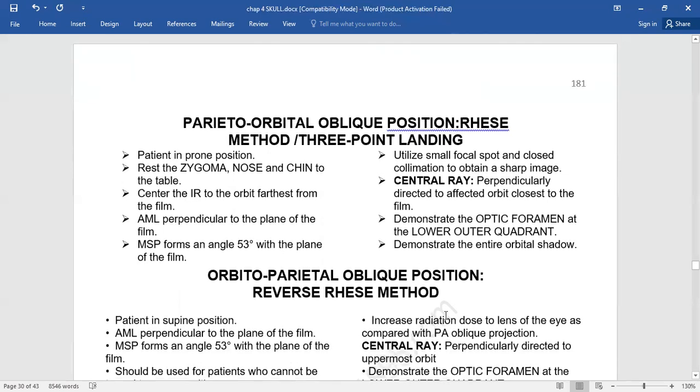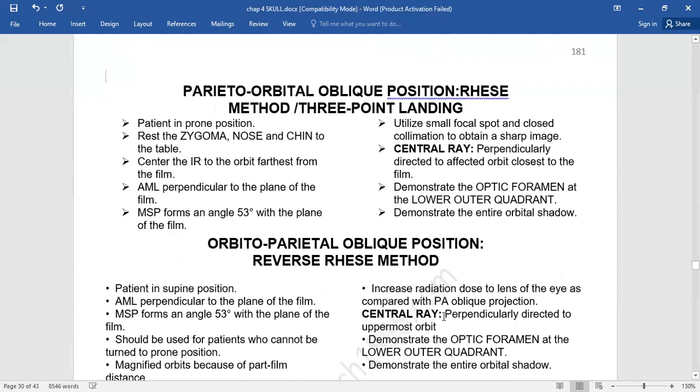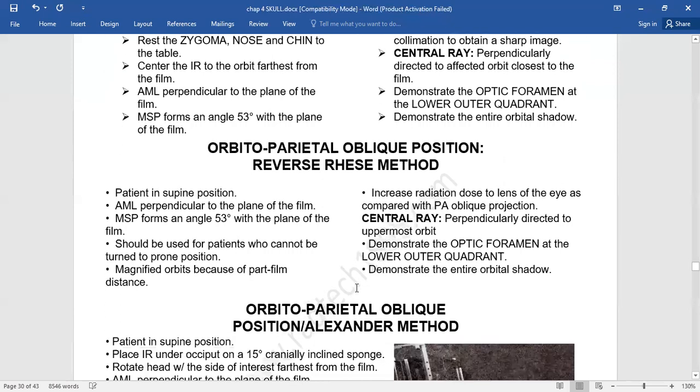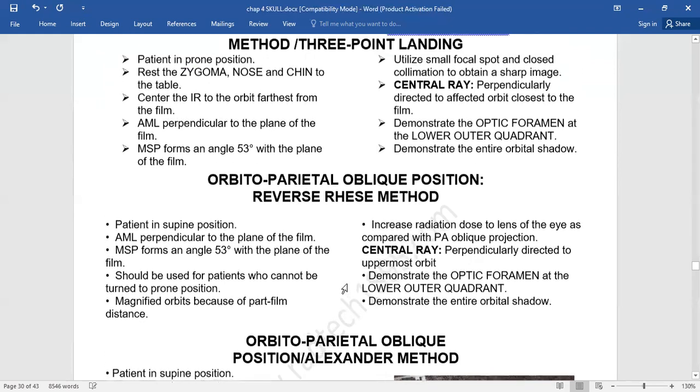So if the patient cannot assume the prone position, meron tayong tinatawag na reverse Waters. So syempre nakasupine naman ang patient, para sa mga patient na hindi kayang prone. So AML perpendicular sa plane of the film. MSP still is 53. So ginagamit lang ito sa mga patient na nasabi ko na hindi kayang mag-prone position.